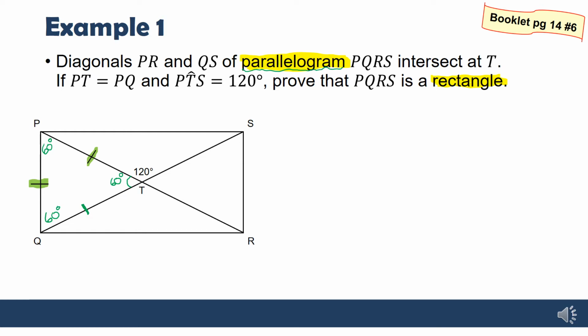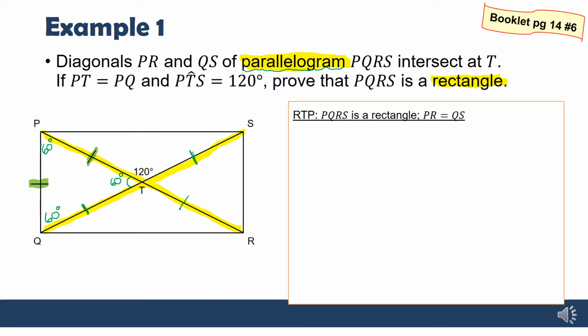And we know that in a parallelogram, the diagonals bisect each other, which means that PT is equal to TR and QT is equal to TS. And there we've shown that the diagonals, therefore, have to be equal to each other, which means that we have our rectangle. Let's see how we write that out.